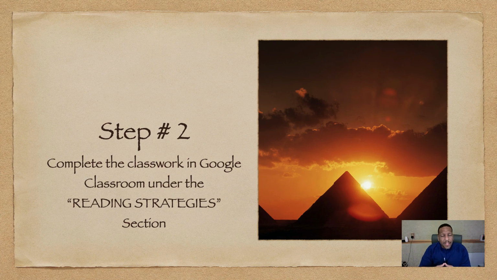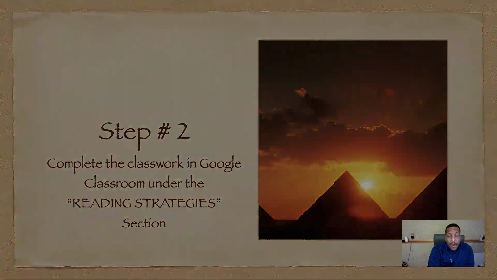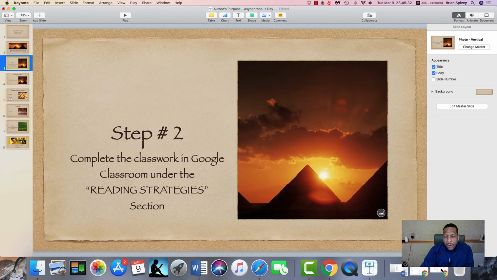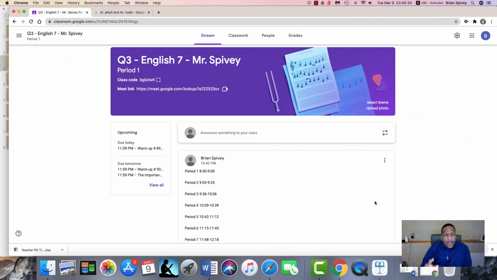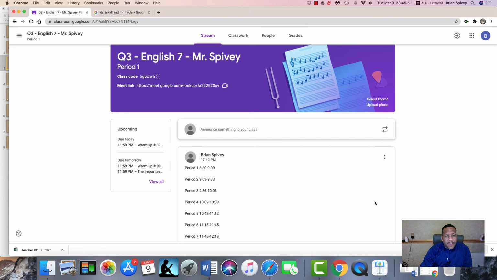We complete the classwork in Google Classroom under the Reading Strategy section. We do that every day, but just if you didn't know, we'll take you through that right now. Every day, we come to this page. This is the stream. We see on this page that we're going to have an asynchronous day. So we're on period 1, we're meeting from 8:30 to 9, period 2, 9:03 to 9:33, and so on, all the way down to period 7.